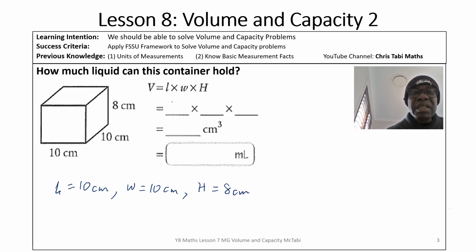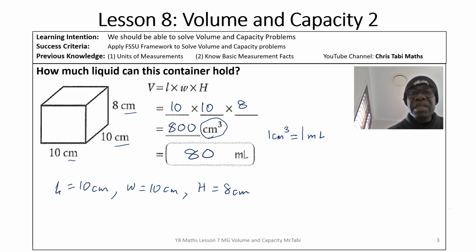So let's pop that in. So 10 multiplied by 10 multiplied by 8. 10 times 10 is 100, by 8 is 800. And because they were all in centimeters, our unit is cubic centimeters. But we do know that 1 cubic centimeter equals 1 milliliter. So basically, the volume, the capacity is 800 milliliters. So this is how much liquid this container can hold, 800 milliliters.